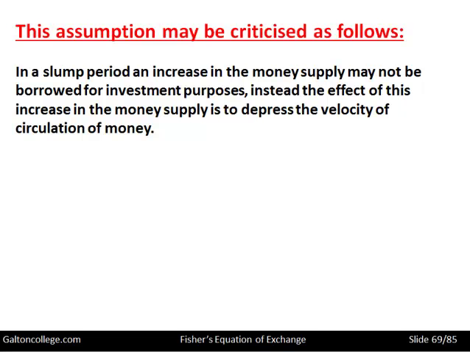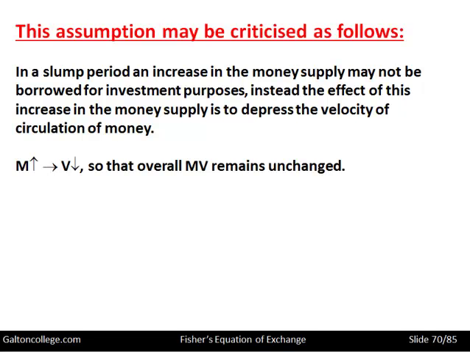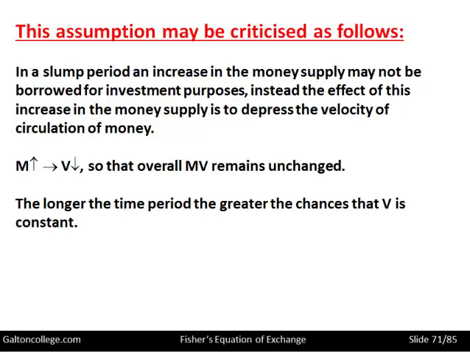So if the money supply is increased, then it will just simply reduce V, reduce the velocity of circulation of money. So the money supply increases, V could decrease, so that overall MV remains unchanged. So it could be that the money supply increases and V decreases. So in other words, there's no change. The longer the time period, the greater the chances that V is a constant.